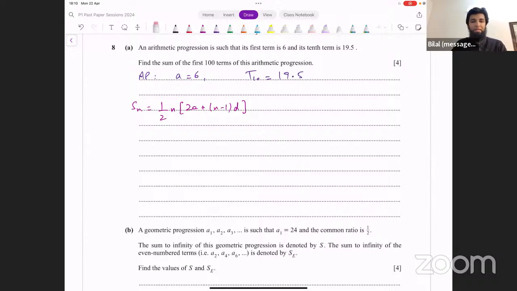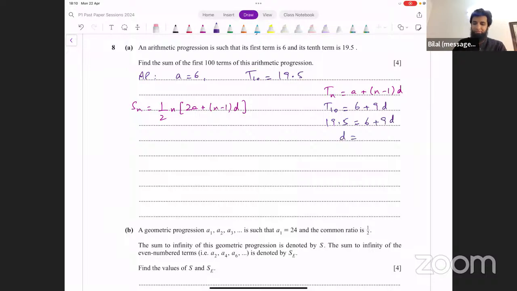For that, you're given the 10th term of the sequence. You can use the term formula. You can say Tn equals a plus n minus 1 times the difference. That means T10 should be equal to 6 plus n minus 1, that's 9 times the difference. T10 is 19.5. 19.5 equals 6 plus 9d. You can find the value of d from this.